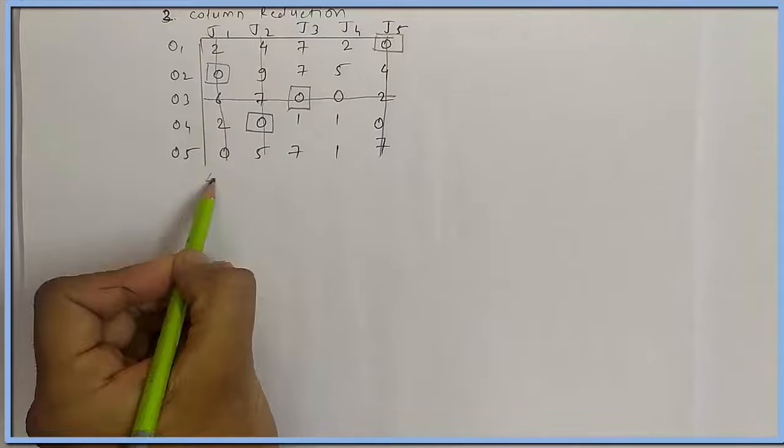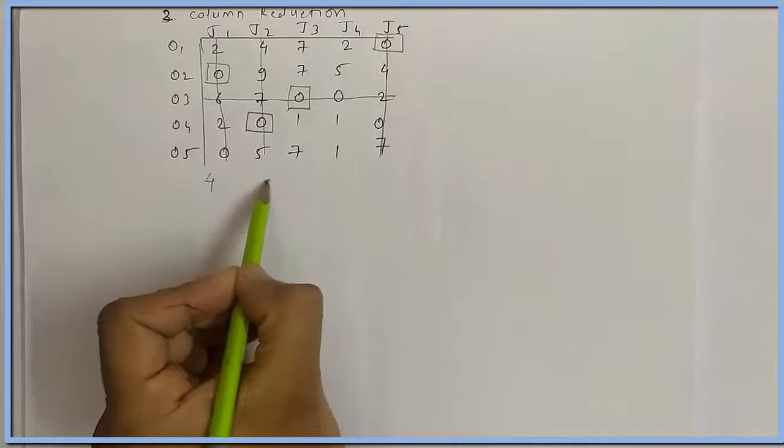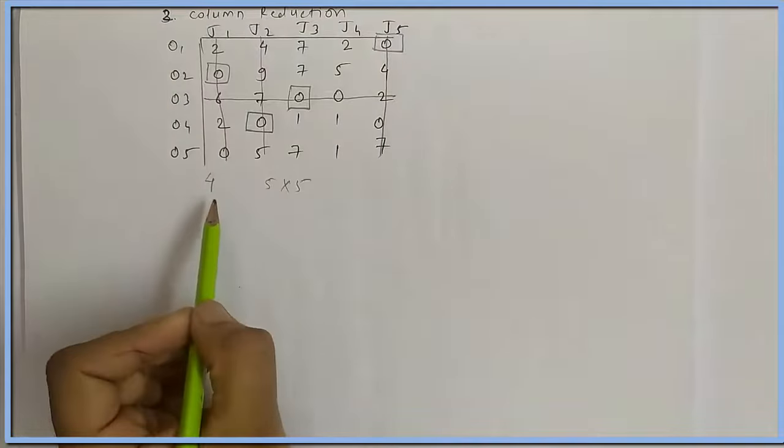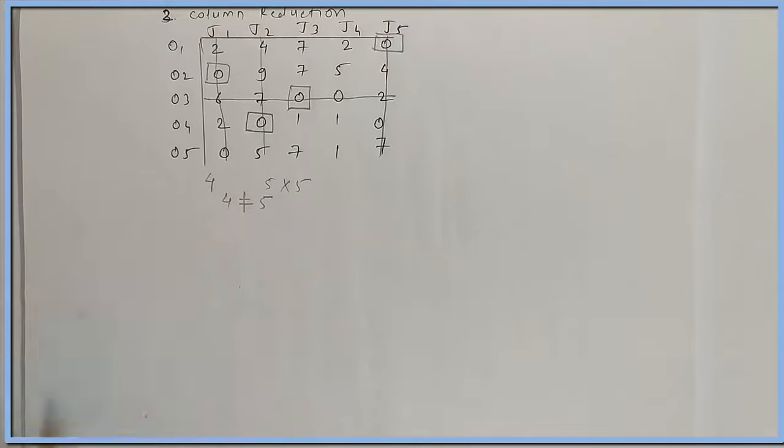Therefore the number of lines is 4 and the order of the matrix is 5 by 5. There are 5 rows and 5 columns, meaning the order of the matrix is 5 by 5. Therefore we can say that the number of lines is not equal to the order of the matrix. Therefore here we cannot get the optimal solution, so we will go for the next step.